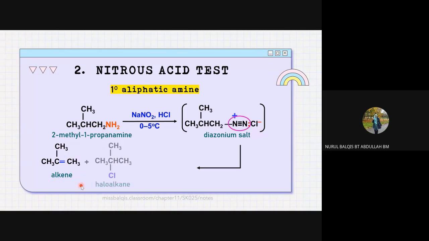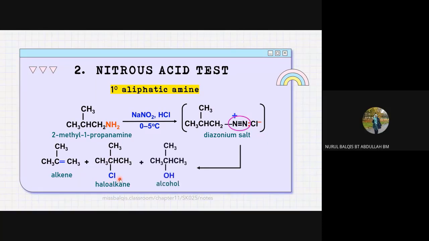Next one, kita akan dapat haloalkene. You initially got positive charge on carbon 1 here. But then, once they undergo rearrangement, okay, the haloalkene to be formed is the major product at most stable carbocation. Sebab tu dia masuk dekat sini. Boleh? Boleh, Miss. Okay.